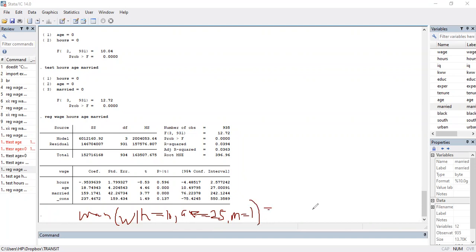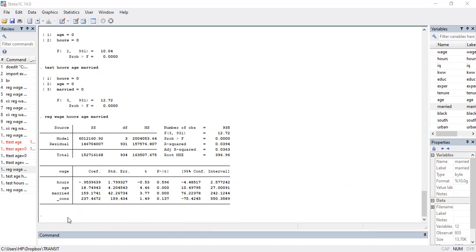The constant comes first. Then hours of work is minus 0.9 something times whatever hours, so times 10. Then you go to age, it's 18 point something times the person's age, which is 25. Then the person is married, so it's just substitution. You put in the information, then you are able to get the wage for that particular person. Of course, that's what we use regression for, to predict.